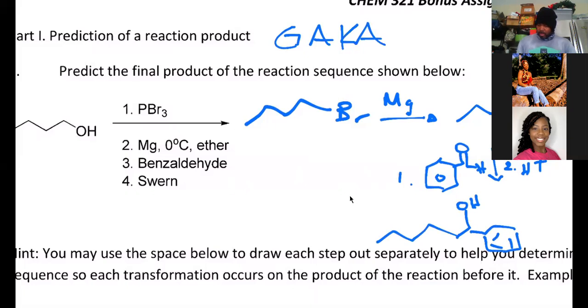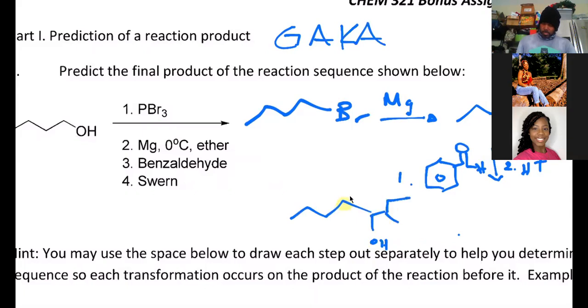Make sure I didn't add a carbon. I did. Don't want to erase all that. Erase this side though. I've got to move this up. Are y'all following that? So this is the new carbon-carbon bond that we made right here from that reaction. Now I can move it back.